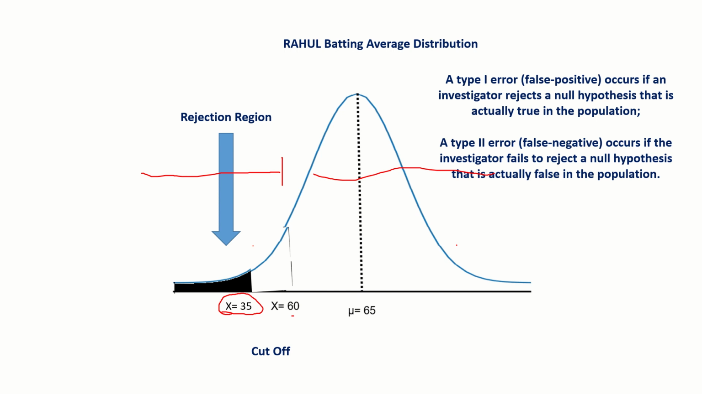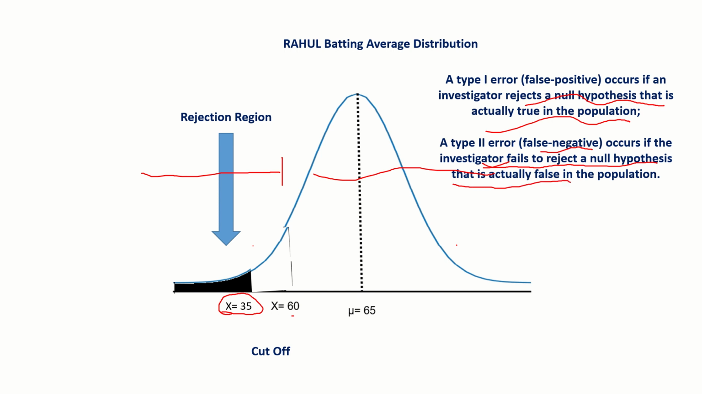Type 1 error is the false positive error, when the investigator rejects a null hypothesis that is actually true in the population. That means we are rejecting the truth. And in case of type 2 error, what happens? This is called a false negative. The investigator fails to reject the null hypothesis that is actually false.